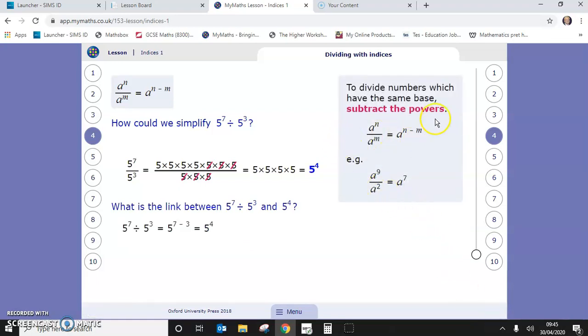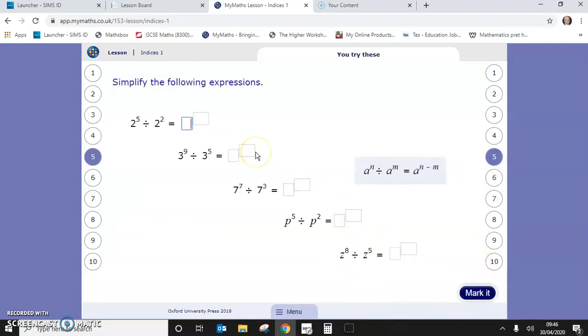Okay, so again, this rule follows through any index, whether it has a letter as a base, or if it has a number as a base. So I just take the numerator and then subtract the denominator power away from it. So again, we're going to have a go at that. Number 5, give it a go.